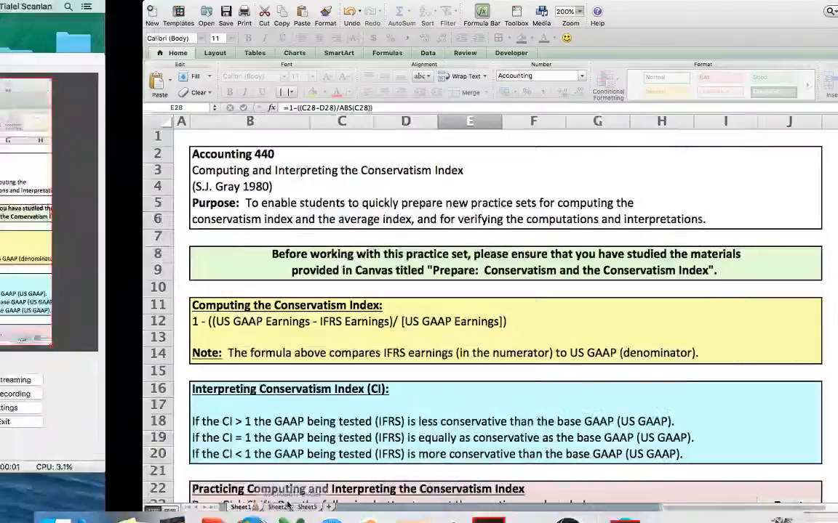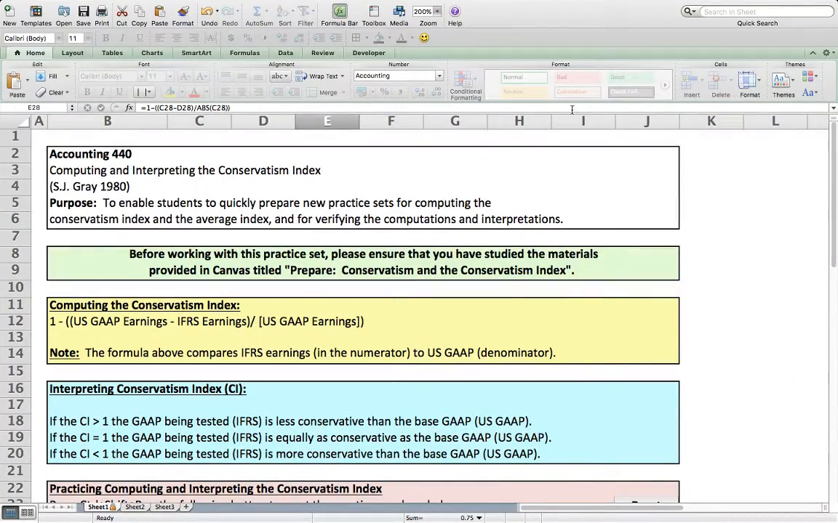Aloha class, I wanted to go over computing and interpreting the conservative index. This was created by S.J. Gray in 1980. Sidney John Gray came up with this instrument for comparing two separate sets of accounting standards. The purpose of this worksheet is to enable students to quickly prepare new practice sets for computing the conservative index and the average index, and for verifying the computations and interpretations.